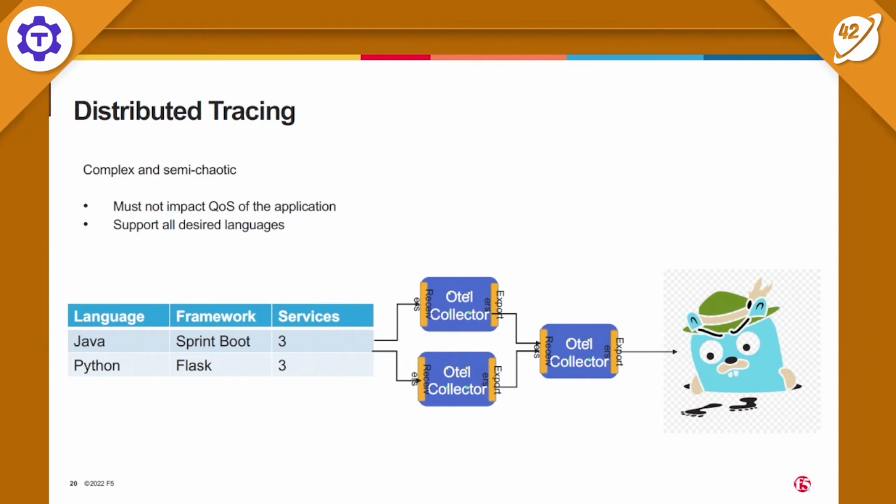We also needed to support all the languages of interest. In our case, it was two. We had Java and we had Python. We also had two frameworks, Spring Boot, as well as Flask. So we wanted to make sure that we would accomplish all those things.